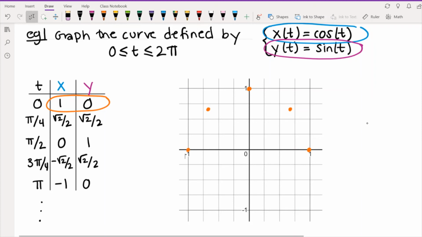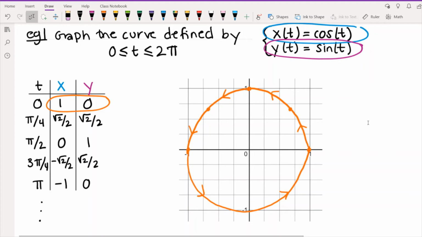So let's connect the dots for what we have so far, and then we'll talk about how this would continue. So we have a semicircle so far, right? And if we were to continue this process, we would just continue to get a circle. And if we went 0 to 2 pi, that would give us the full circle. So why does that make sense? Why could you maybe figure that out without actually plotting these?